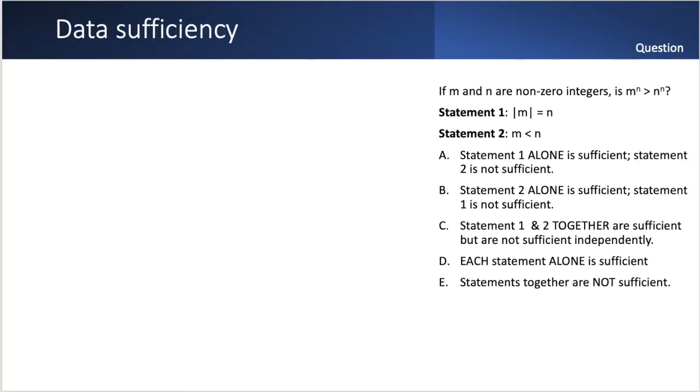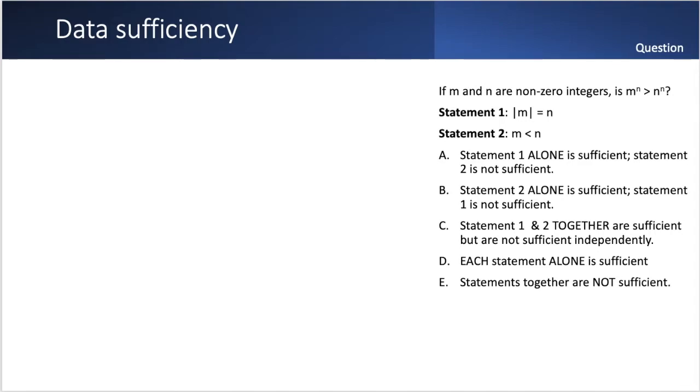Up next we have another data sufficiency question. If m and n are non-zero integers, is m to the power of n larger than n to the power of n? Statement 1: n is the absolute value of m. Statement 2: m is smaller than n. Take a second to pause the video, try to solve it, and then we do it together.